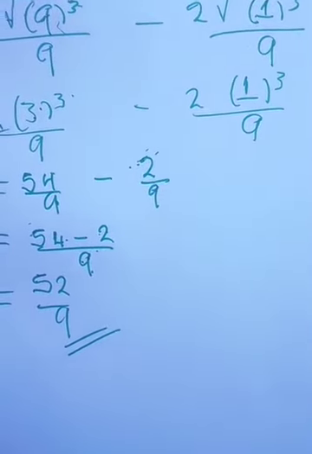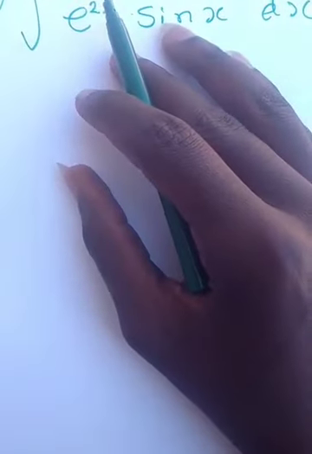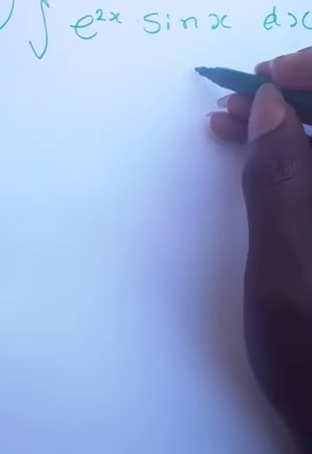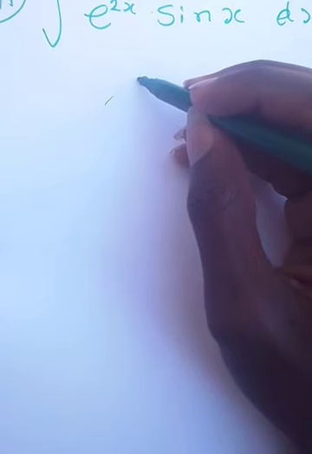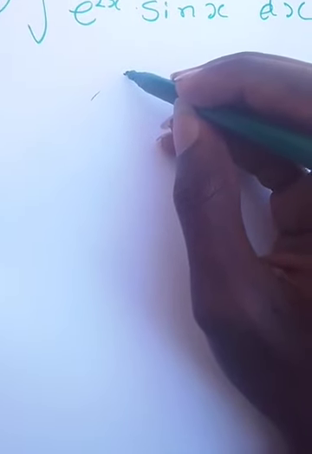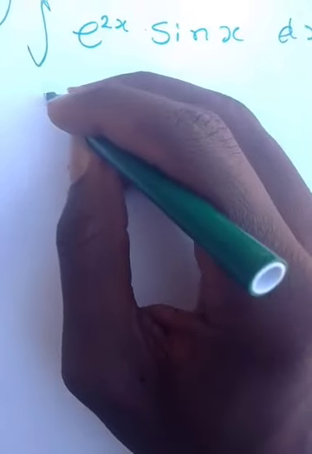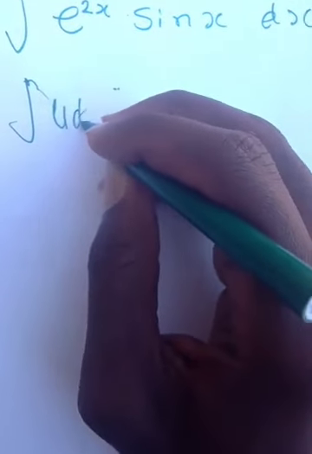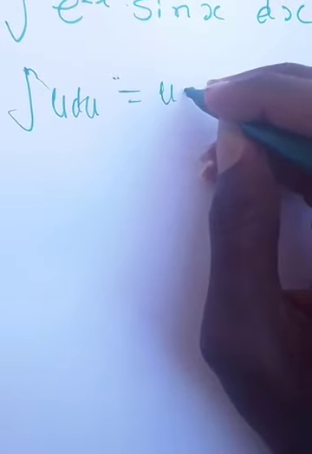Okay, so now let's solve this one. For this question, I'm going to use the LIATE approach, or I'm going to use integration by parts, because we cannot use the substitution method. Okay, so according to what I taught you, whenever you're using integration by parts, you use this formula: the integral of u dv is equal to uv minus the integral of v du.